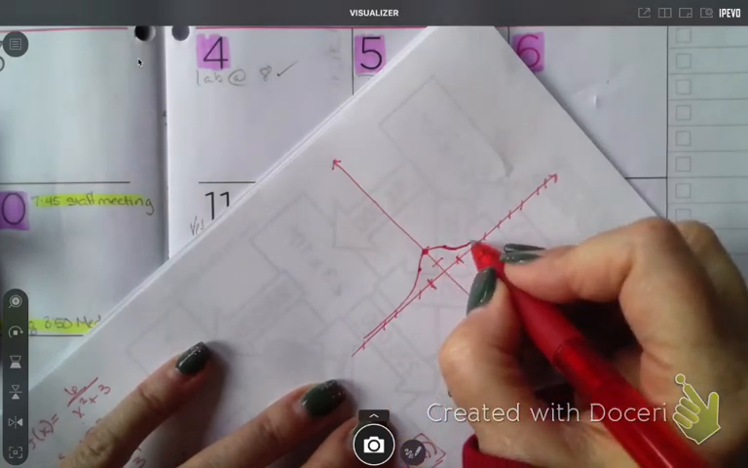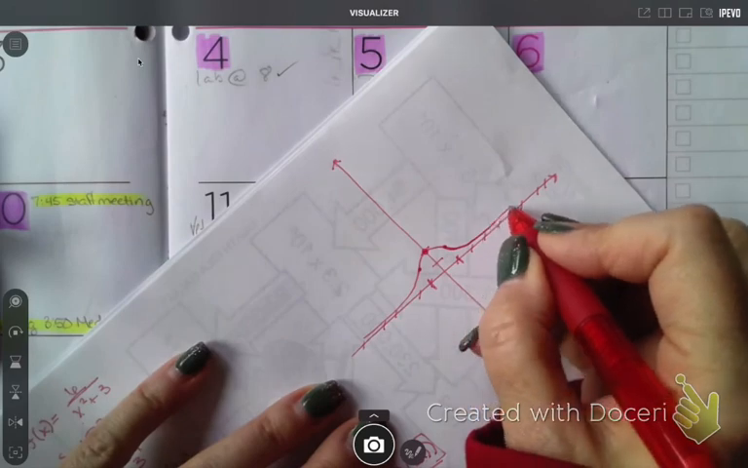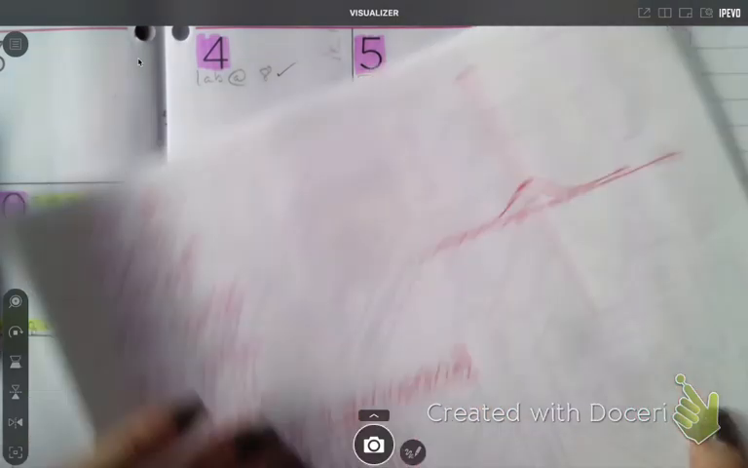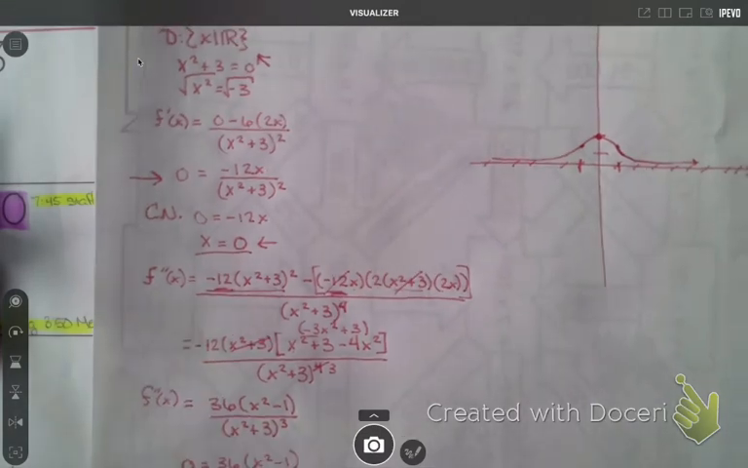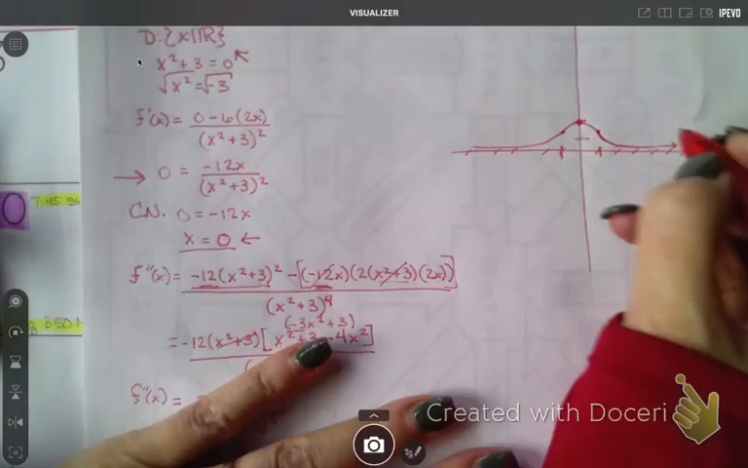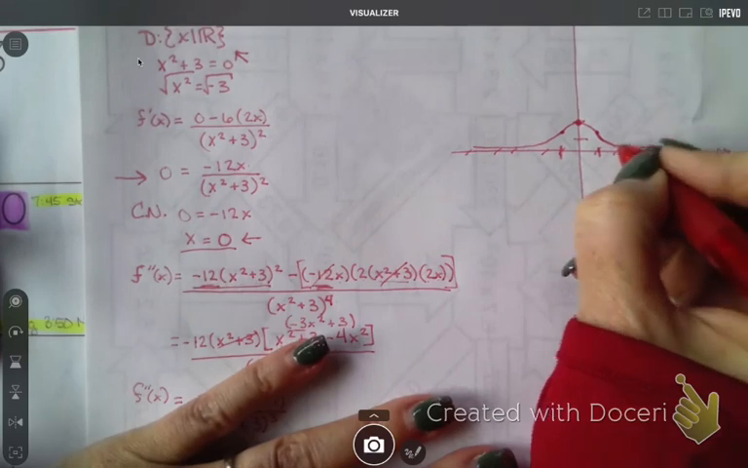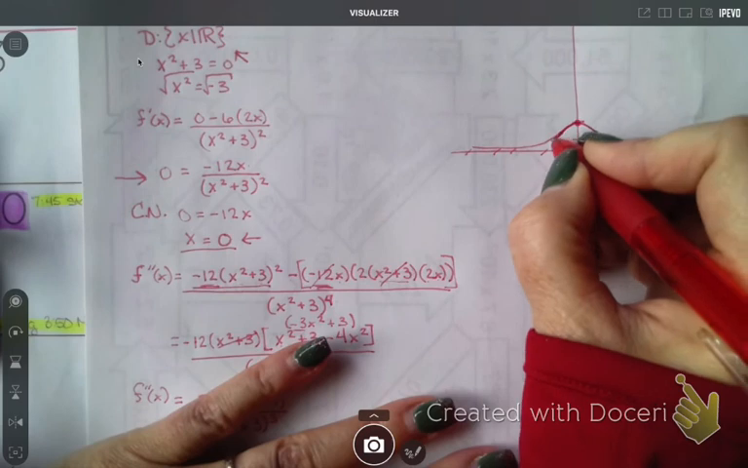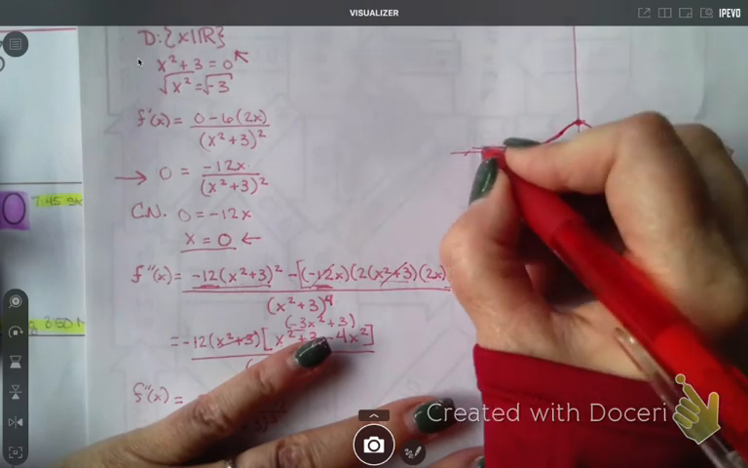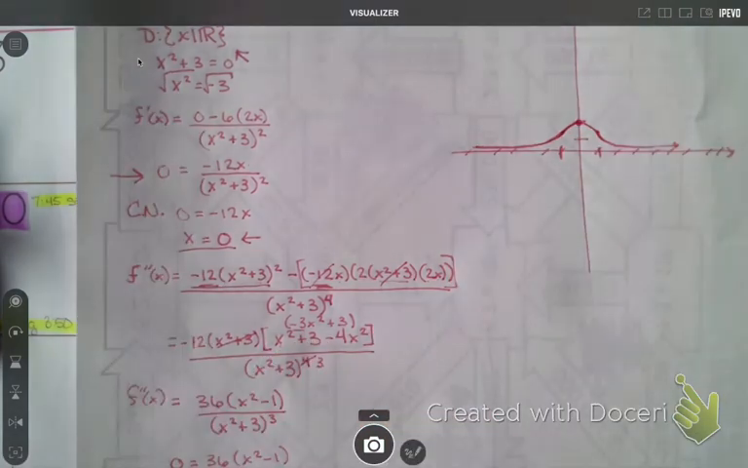Up. So when you draw these graphs, do you have to make sure I can see your concavity? Yes. So when we did this last year, we kind of just drew this bump. We didn't know where this happened. Now do we have the ability to figure out where it happened? Yes.